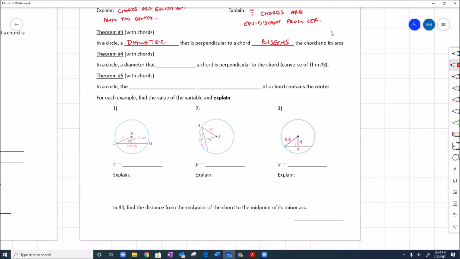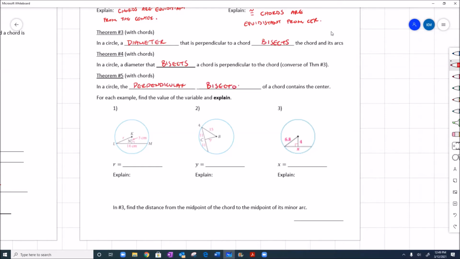Okay. In a circle, a diameter that bisects a chord is perpendicular to the chord. Just the converse of theorem 3. And then theorem 5, in a circle, the perpendicular bisector of a chord contains the center.